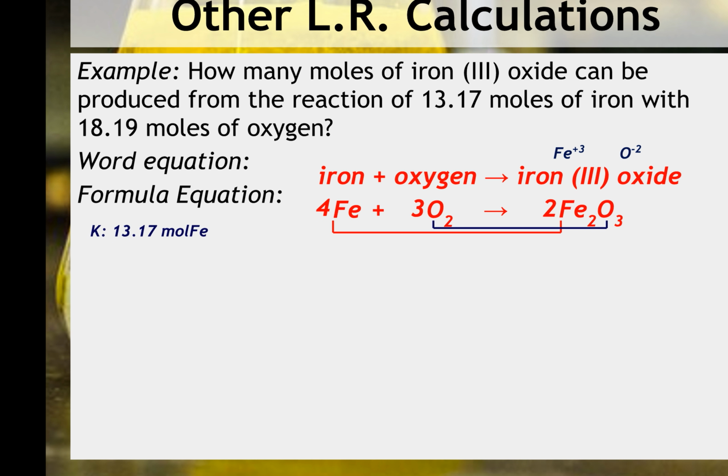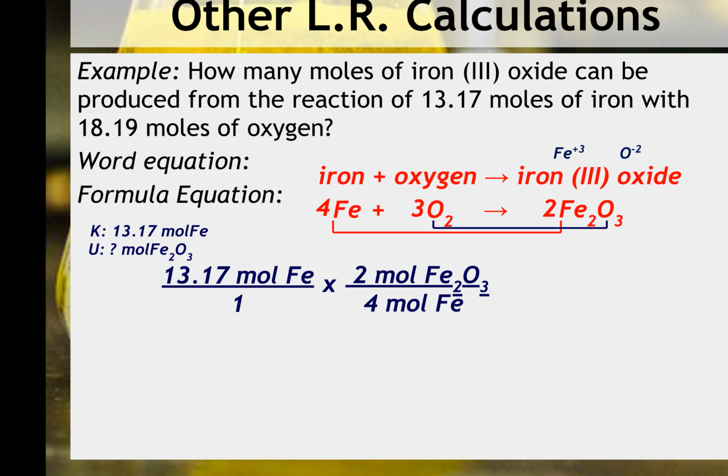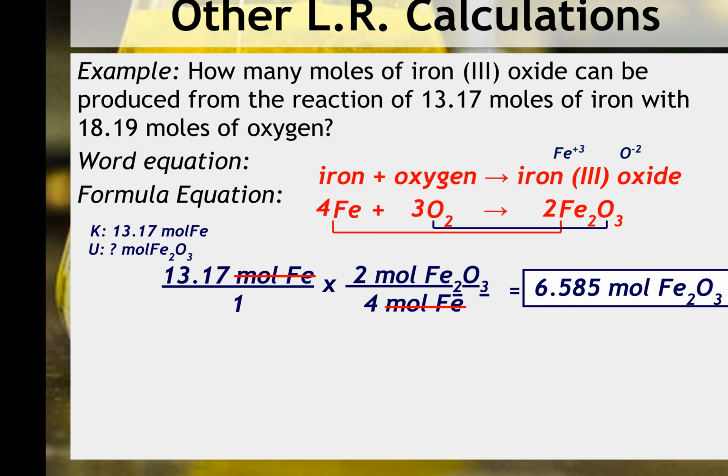And now what I'm going to have to do is go through the steps to figure out what the limiting reactant is in this question. I know I have 13.17 moles of iron, and I'm asked to find how many moles of iron 3 oxide. There's my mole ratio, right from the chemical reaction. And that's my amount of iron 3 oxide that will be produced from the iron I have.